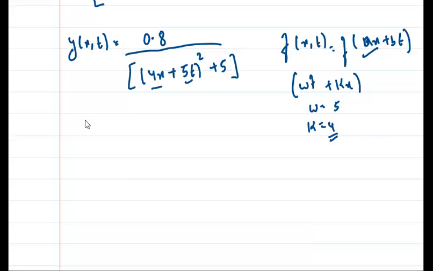Now the question is this. Question A: this pulse, this is an expression of a pulse, is moving in which direction?